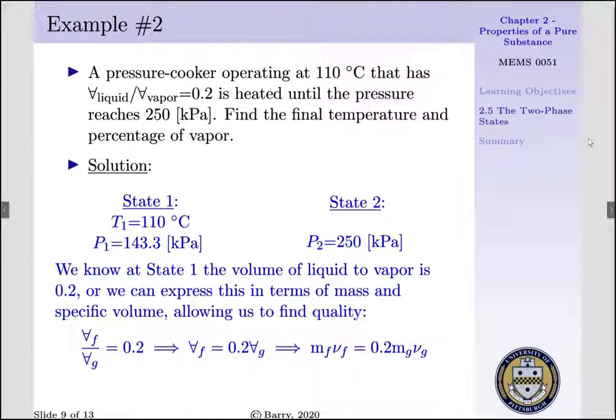Since we know that the volume of our liquid to our volume of our vapor at state 1 is equal to 0.2, we can express this in terms of mass and our specific volumes. That is, the volume of our fluid to that of our vapor is equal to 0.2. Or the volume of our fluid is equal to 0.2 times the volume of our vapor. Now in terms of masses and our specific volumes, the mass of the fluid times our saturated liquid specific volume is equal to 0.2 times the mass of our vapor times our saturated vapor specific volume.